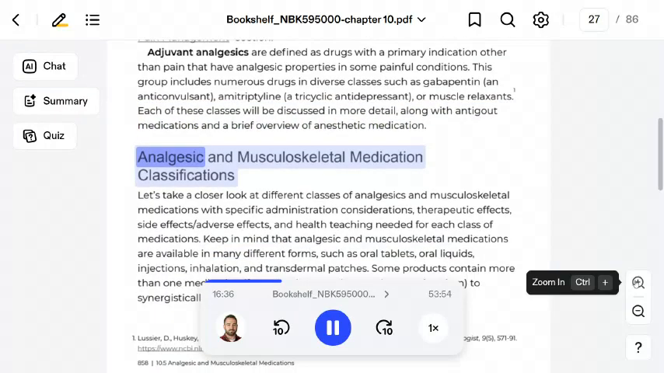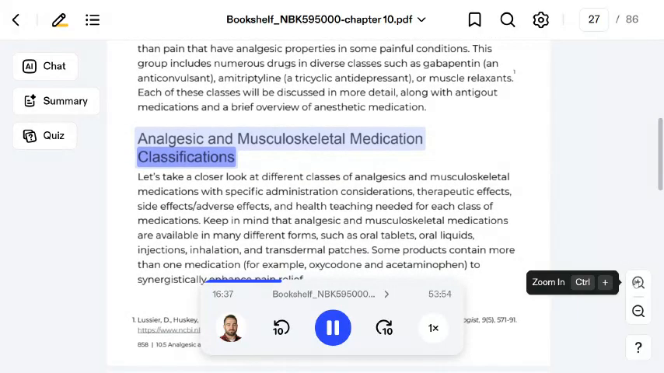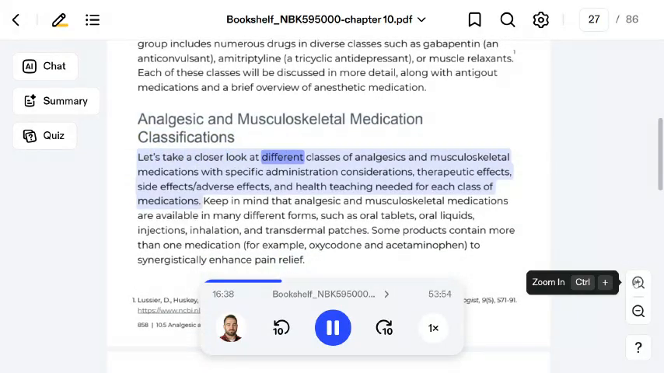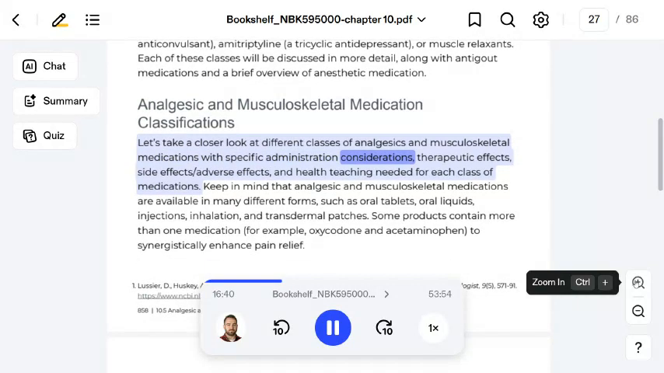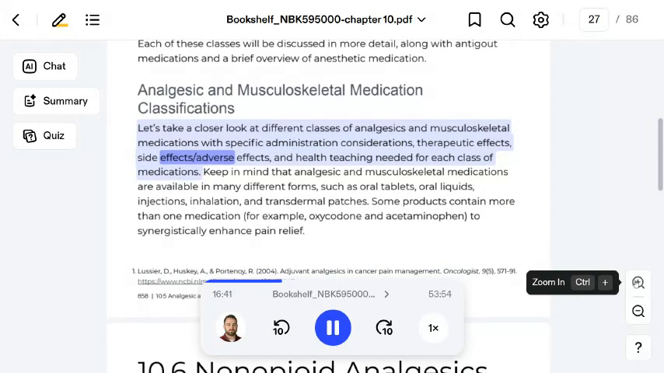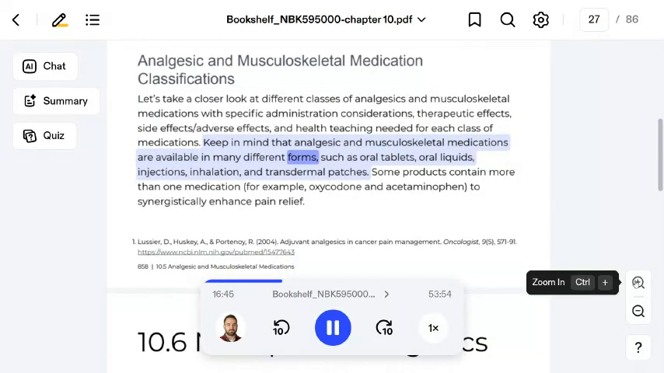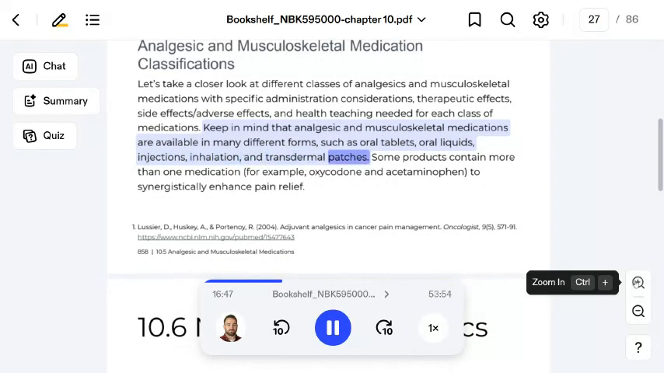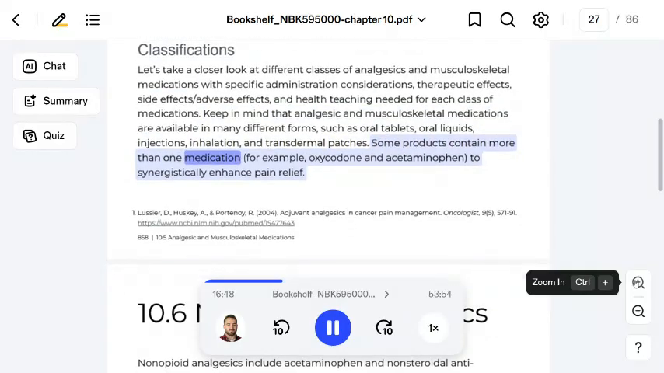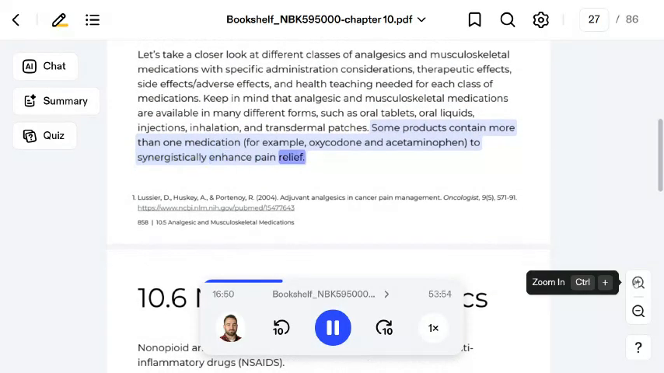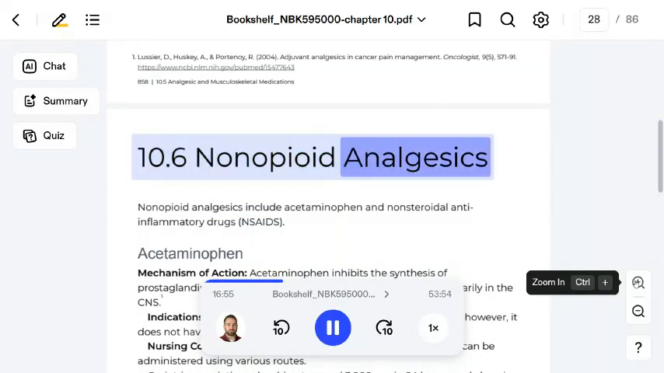Analgesic and musculoskeletal medication classifications. Let's take a closer look at different classes of analgesics and musculoskeletal medications with specific administration considerations, therapeutic effects, side effects, adverse effects, and health teaching needed for each class of medications. Keep in mind that analgesic and musculoskeletal medications are available in many different forms, such as oral tablets, oral liquids, injections, inhalation, and transdermal patches. Some products contain more than one medication to synergistically enhance pain relief. 10.6 Non-opioid analgesics.